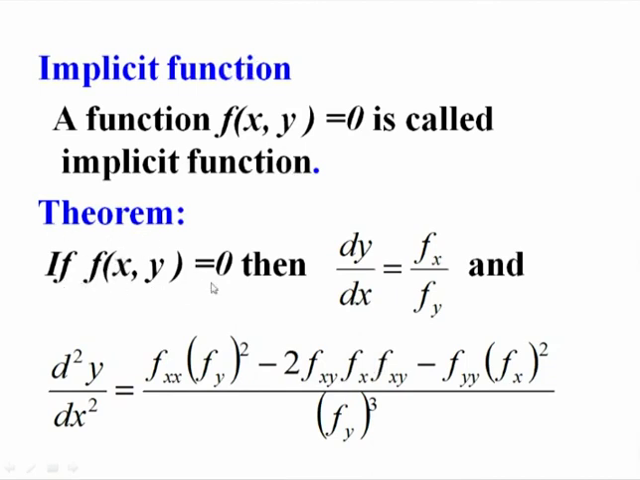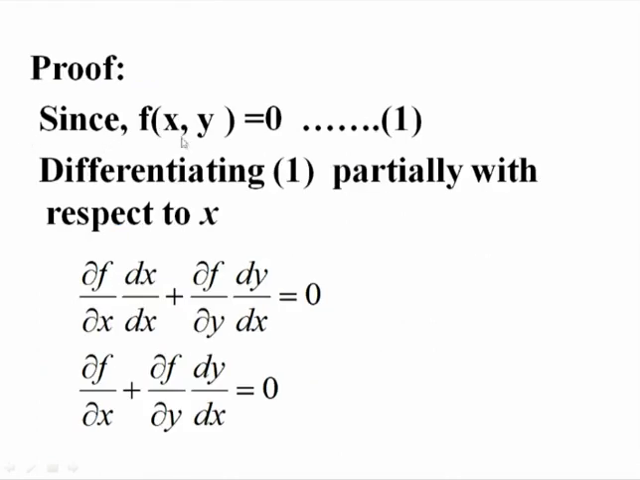So let us consider one theorem. If f of xy is equal to 0, then dy by dx is equal to minus fx upon fy, and d square y by dx square is equal to minus fxx into fy square minus 2 fxy into fx into fy plus fyy into fx square, all upon fy cube.